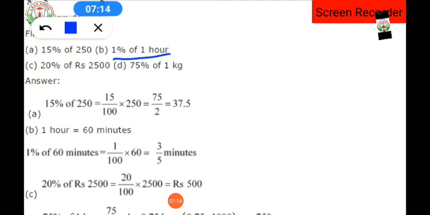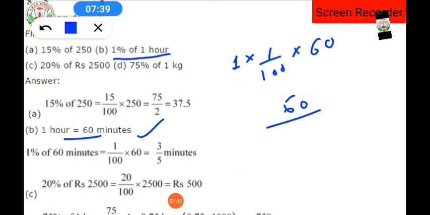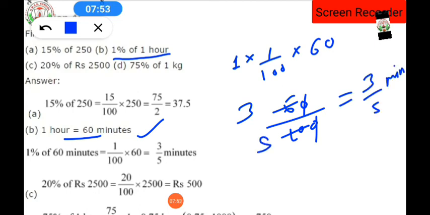In the same way, next we have 1% of 1 hour. As we know, 1 hour is equal to 60 minutes. So in place of 1 hour we can put 60 minutes. So 1 into percent, that means 1 upon 100, of means into, and in place of 1 hour we substitute 60 minutes. Now 1 into 1 is 1, so 60 upon 100, isn't it? Here it gets cancelled. In the table of 2, it gets cancelled by 3, and the denominator 10 gets cancelled by 5. So what is the answer we have? 3 by 5 minute. Clear everyone?